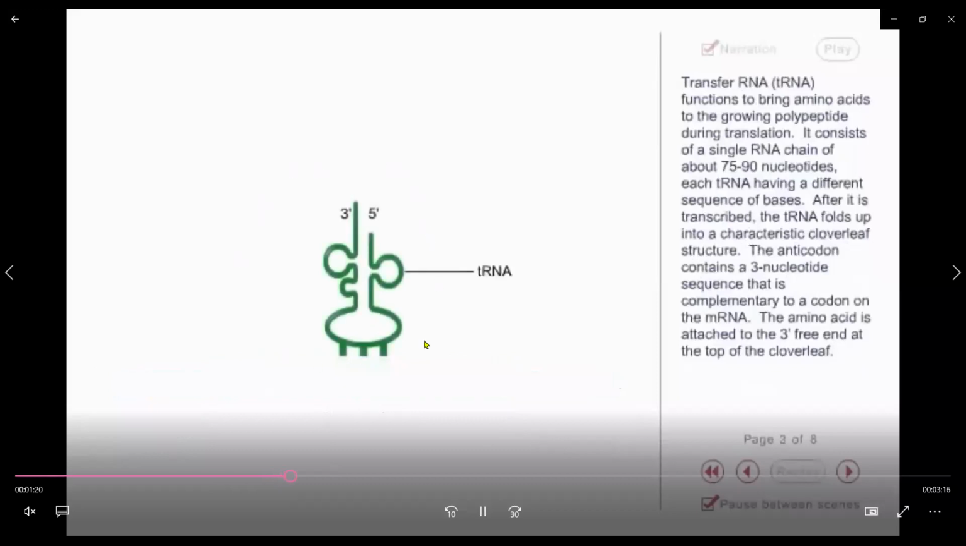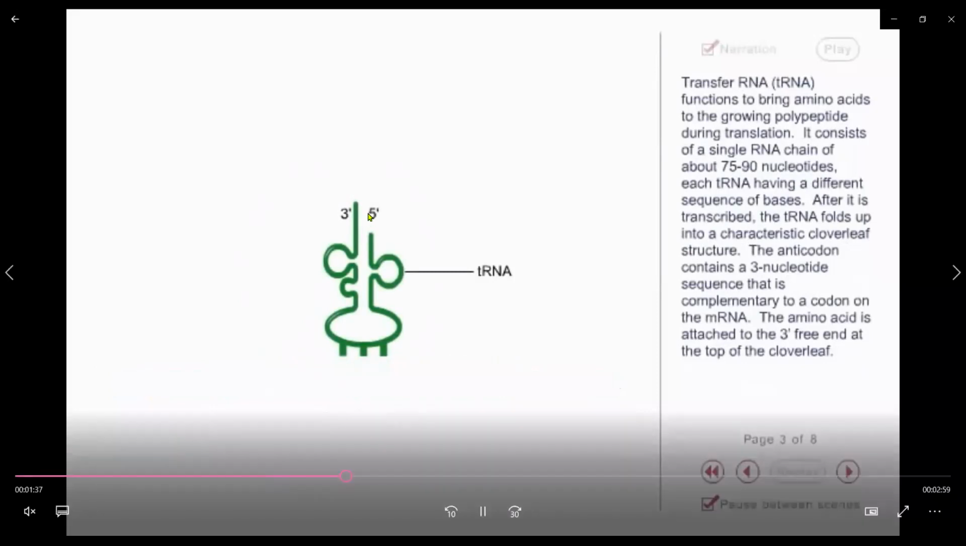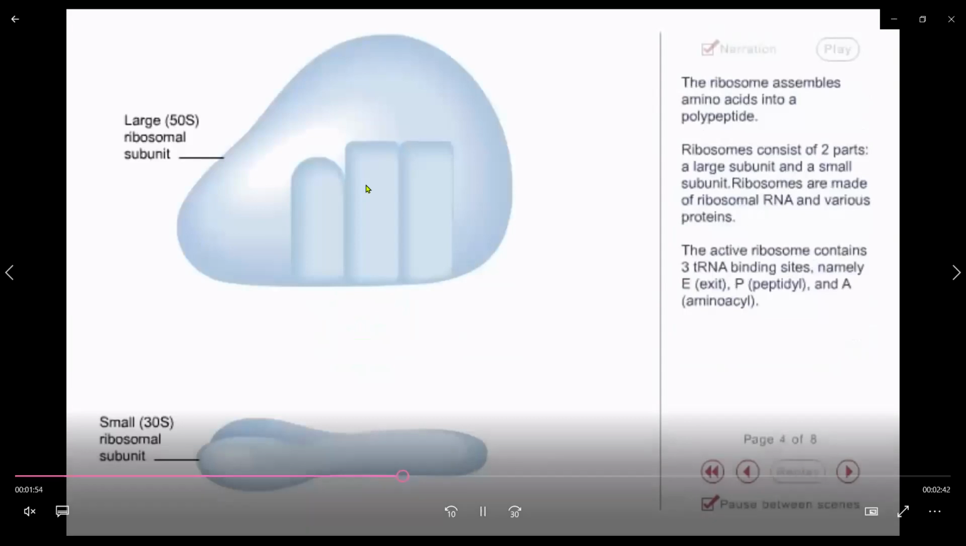We have discussed the tRNA also. The tRNA brings amino acids to the growing peptide chain during translation. It consists of a single RNA chain of about 75 to 90 nucleotides. Each tRNA has similar base sequences. After it is transcribed, as you can see, the tRNA folds into a characteristic cloverleaf model. The anticodon sequence is the 3 nucleotide sequence that is complementary to the codon of an mRNA. The amino acid is attached to the 3' end of this cloverleaf.